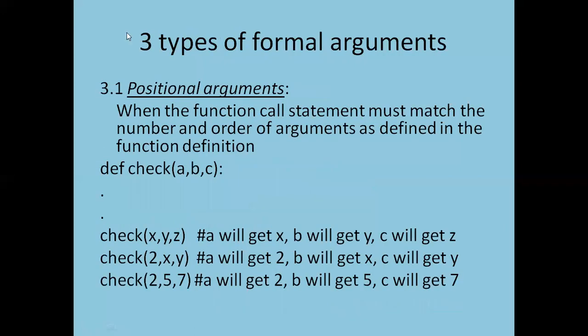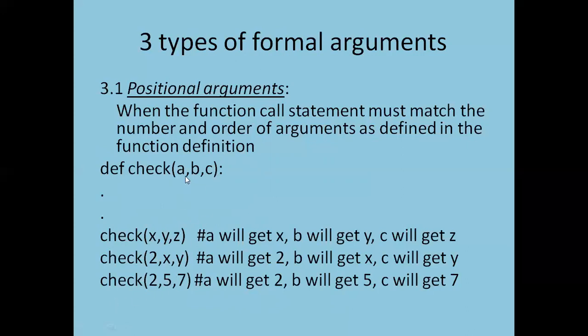There are three types of formal arguments. One is known as positional arguments. When a function call statement must match the number and order of arguments as defined in the function definition, that is known as positional arguments. What does that mean? Say, define check(a, b, c). My function name is check, and I'm passing three values a, b, and c. I can have the main statement below that. Now suppose I'm calling it by passing other variables x, y, z, that means a will get x, b will get y, and c will get z. This is known as positional arguments. Now a will get 2, and then b will get x, and c will get y.